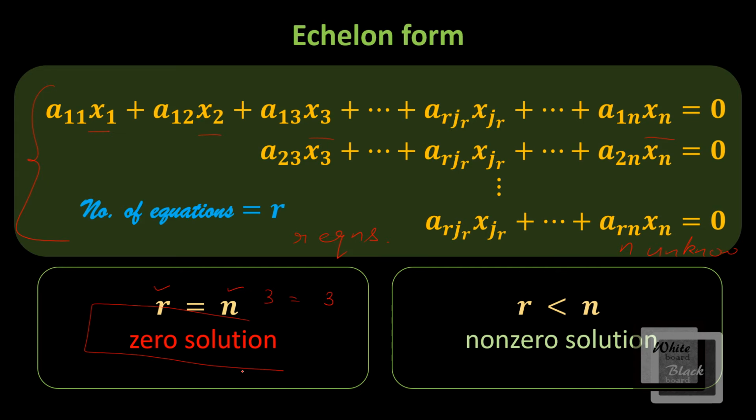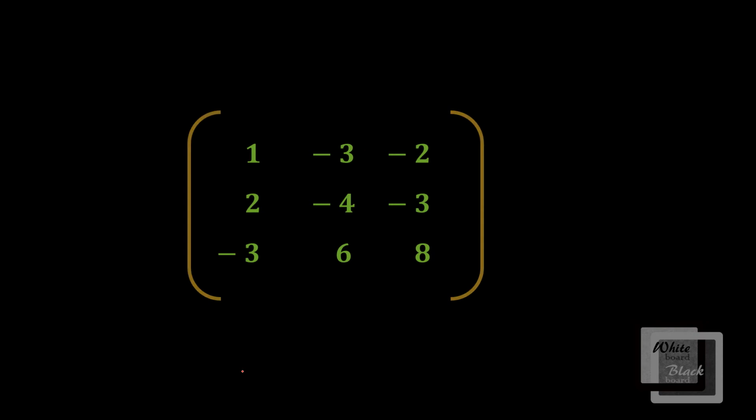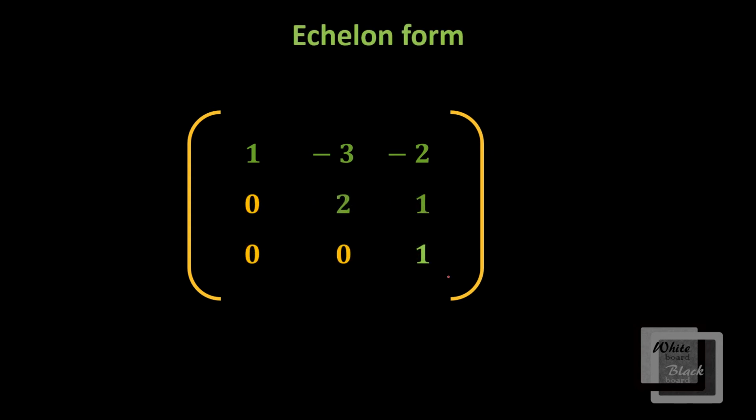Let us explain this with the help of an example. We have an example: x minus 3y minus 2z equals 0, 2x minus 4y minus 3z equals 0, minus 3x plus 6y plus 8z equals 0. Write it in matrix form. Matrix A equals this. We will reduce this matrix to an echelon matrix, and we will have the echelon form: (1, -3, -2), (0, 2, 1), (0, 0, 1). For more details on the echelon form, you can see our previous lectures.